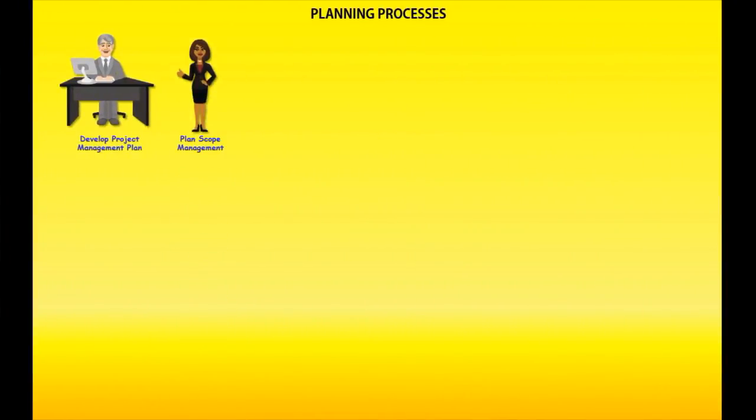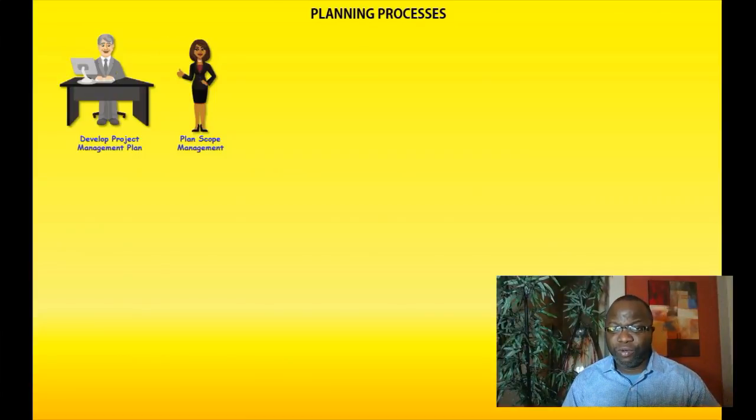So let's go. Next process is called plan scope management. In this process, we come out with a plan for how to manage scope on the project. It defines the processes of scope management that will be undertaken on the project. It also gives us guidance on how scope will be defined, how it will be managed, and so on.